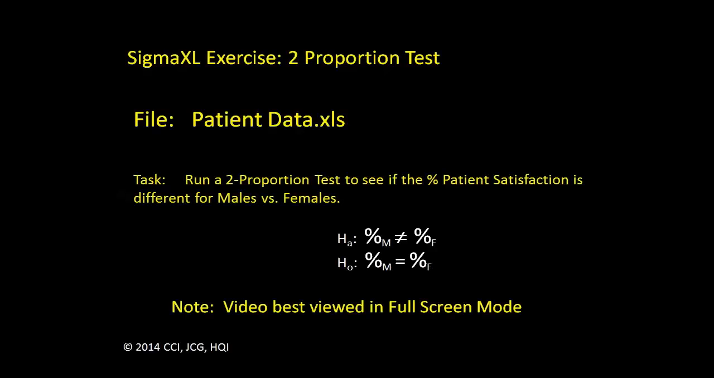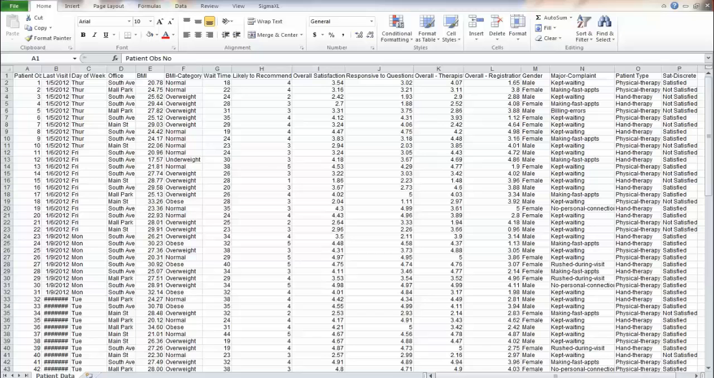For this Greenbelt challenge, we want to see if the percentage of patient satisfaction is different between males versus females. It is a one-to-one structure and we're comparing proportions, so we will use the two-proportion test and the file will be patient data. Our alternative hypothesis is that the percentage of patient satisfaction for males is not equal to females. The null hypothesis is that males equal females when it comes to percentage of patient satisfaction. Let's open our file and get started.